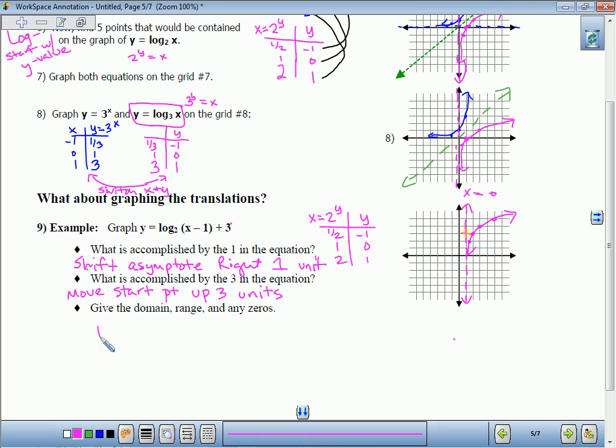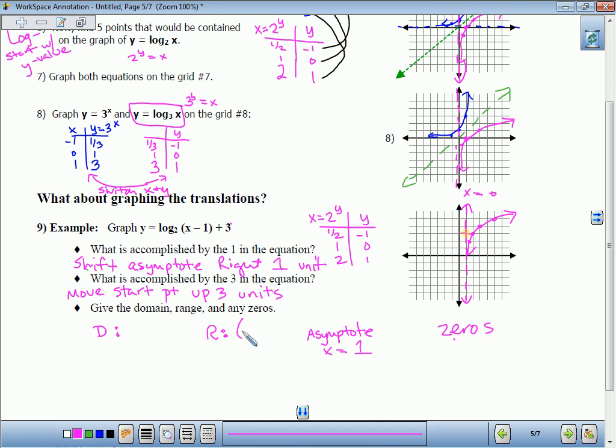All right. We're going to talk about the domain and the range. I'm going to throw in zeros, but I'm actually not going to make you do that on your homework. I'm going to ask instead that you give me the equation for the asymptote, which is easier. Right here, the asymptote is x equals, it went right 1, so it's 1. X equals 1. So instead of doing the zeros in the homework, I'd like you to state the asymptotes.